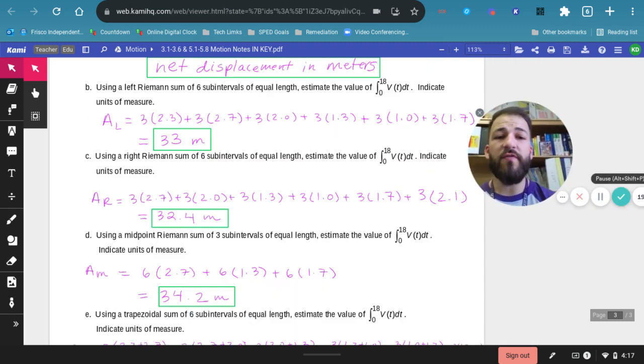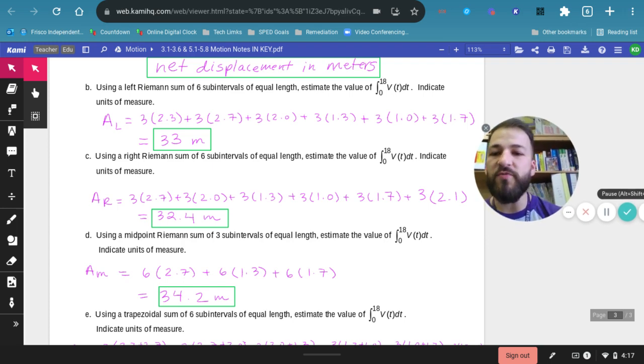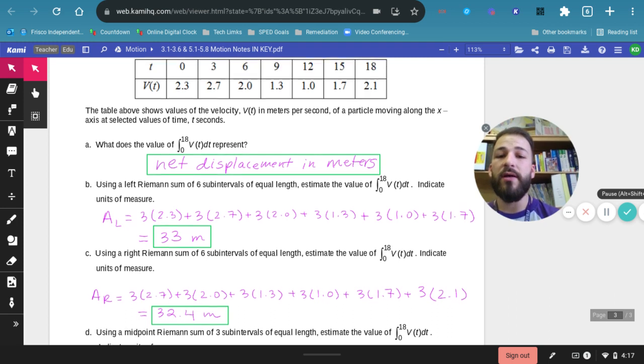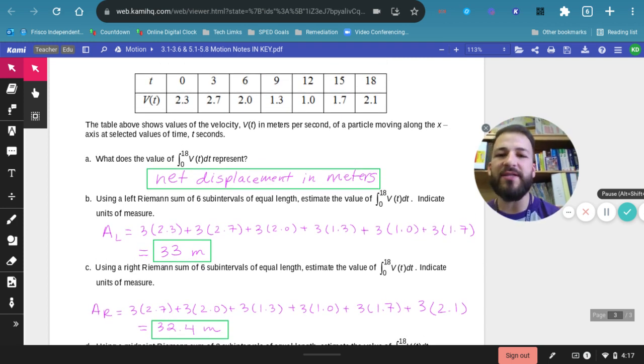All right, y'all. So checking over your work just a little bit. Our left Riemann sum, remember we're multiplying, in this case, 6 subintervals. They say of equal length, but it also just happens to be the 6 indicated in the table, which is perfect and awesome. It is a left Riemann sum, so we take the distance, which is in this case t, of 3, and we multiply it by the leftmost point. So 3 times 2.3, 3 times 2.7, and so on. Okay, calculating it all out, tossing it into our calculator, we would get 33 meters.